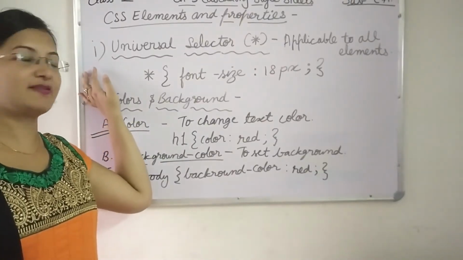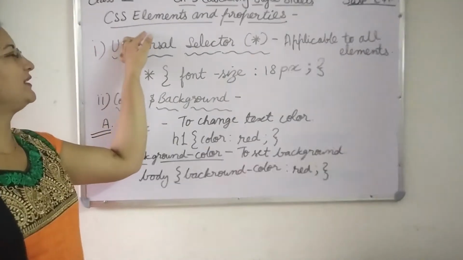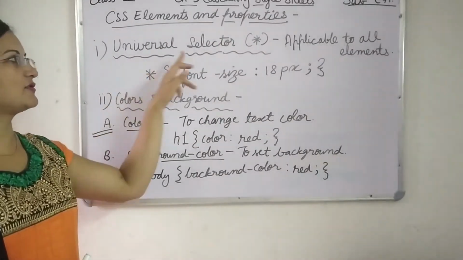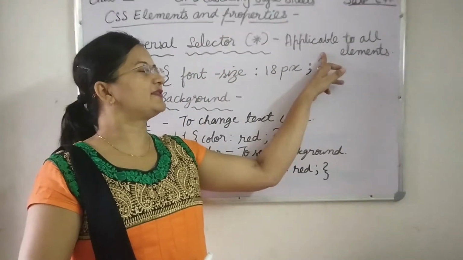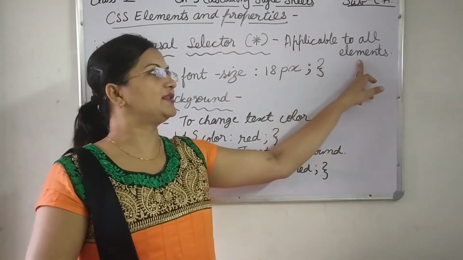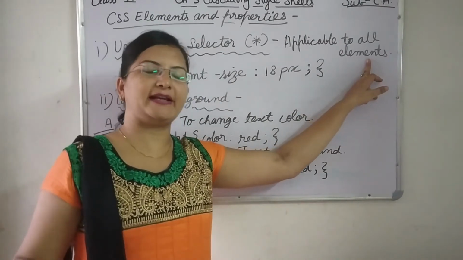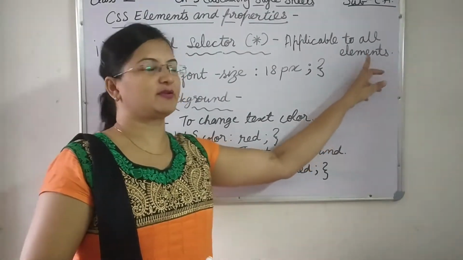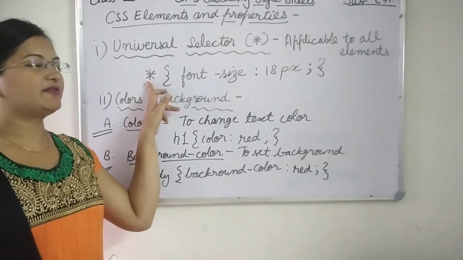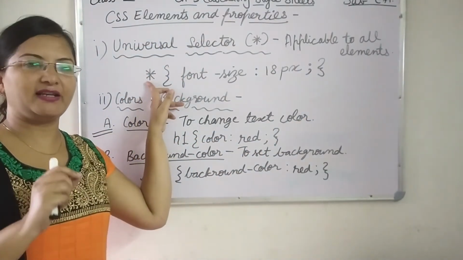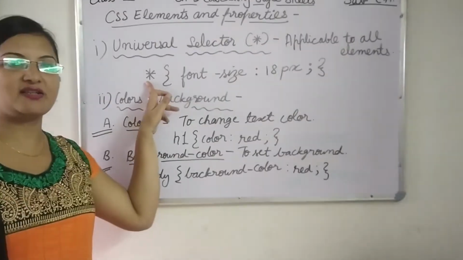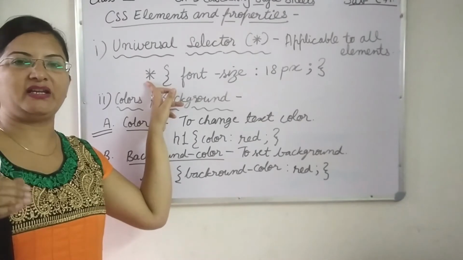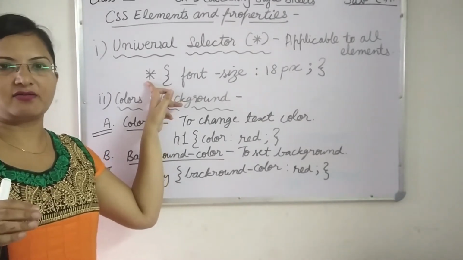So now students, we will study various CSS elements and properties. First of all there is the universal selector. Universal selector means the CSS will be applied to all the elements present in the web page, the HTML document. So if we start with an asterisk, see here I have not mentioned any element name. Elements means H1, P, body, A, etc.